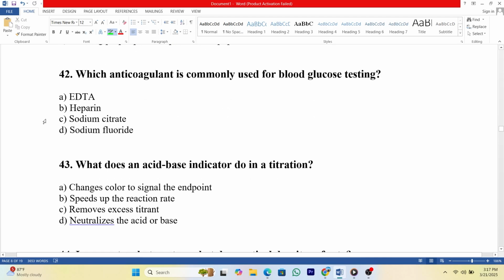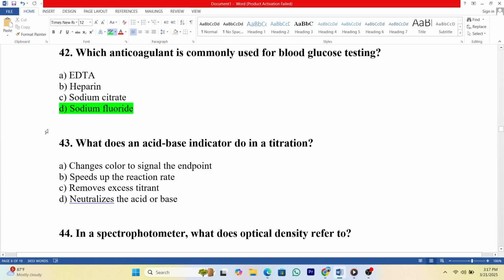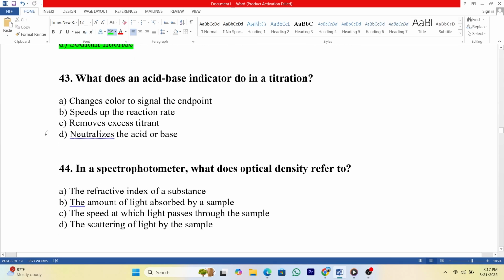42. Which anticoagulant is commonly used for blood glucose testing? A. EDTA. B. Heparin. C. Sodium citrate. D. Sodium fluoride. Answer, D. Sodium fluoride. 43. What does an acid-base indicator do in a titration?